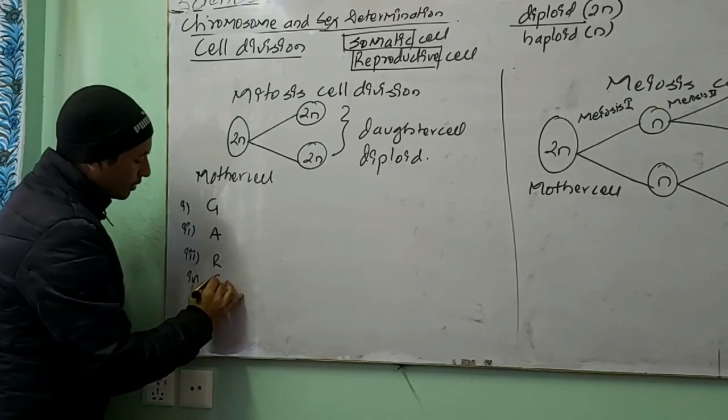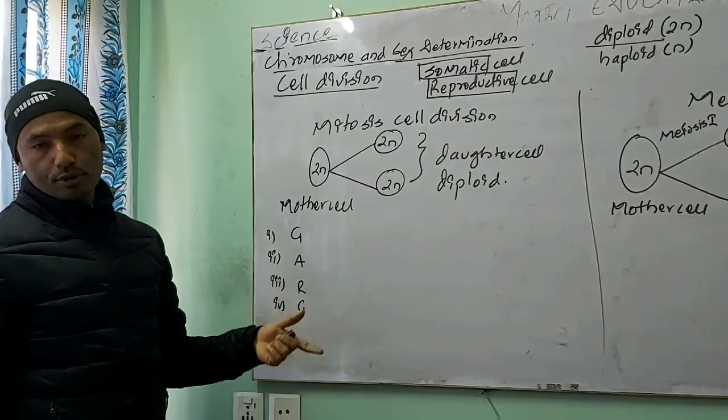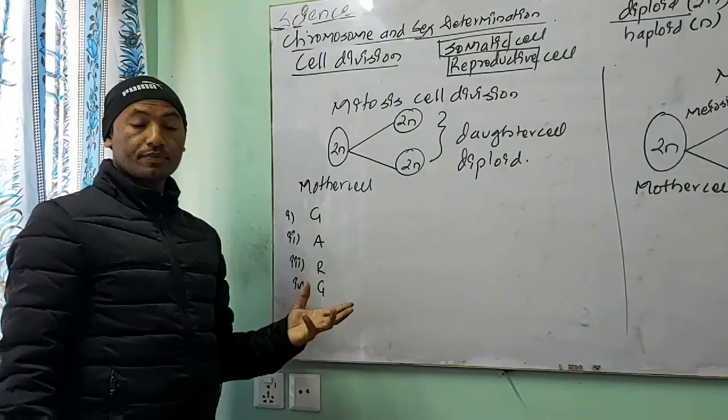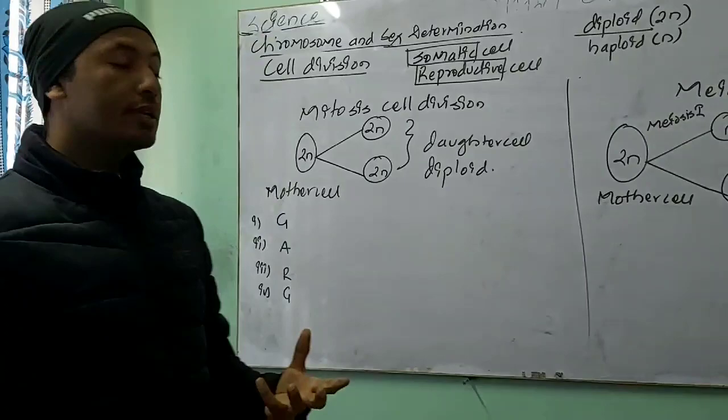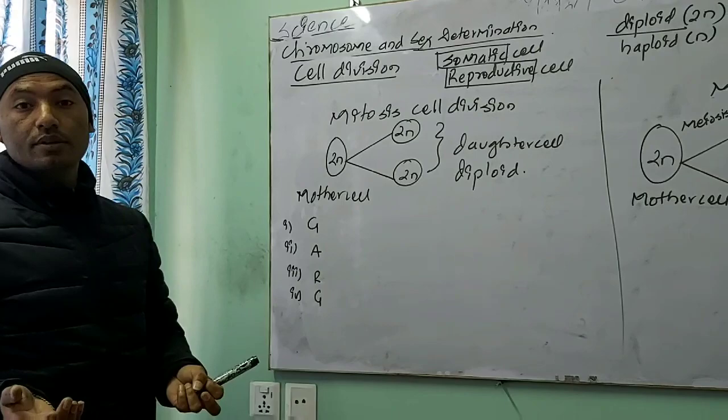This is growth. Somatic cells require growth. Asexual reproduction: by means of somatic cells, the organism can reproduce asexually, like by vegetative propagation in plants, binary fission and multiple fission in animals, without the involvement of gametes. Regeneration and replacement of cells: the same cells are regenerated again. So regeneration and replacement of cells is done by mitosis cell division.